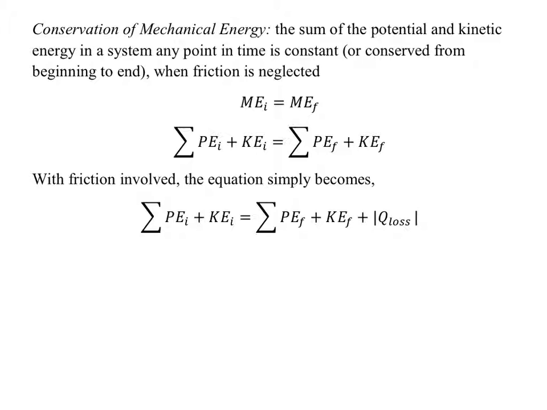So this looks like a whole lot of mess, right? And it looks like a lot of symbols and stuff, but it's actually pretty straightforward. Let me go through this one step at a time. First, the conservation of mechanical energy theorem tells you the sum of the potential and kinetic energy in a system at any point in time is conserved from beginning to end, or it's constant. It's the same when friction is neglected. Now, that's what this says right here. This right here, take a look, is what you have on your formula sheet.